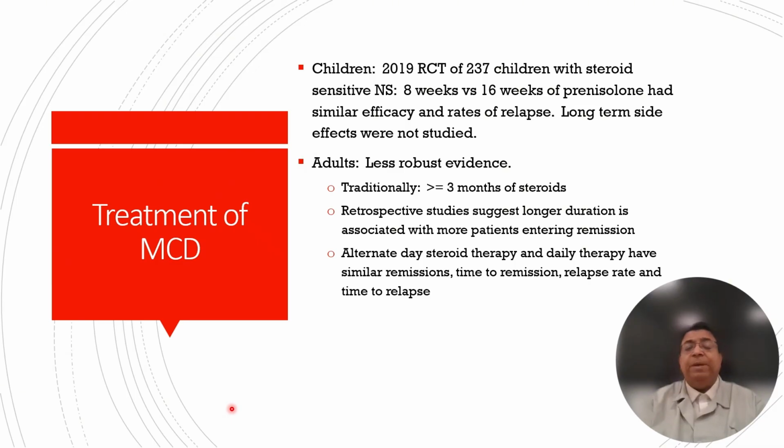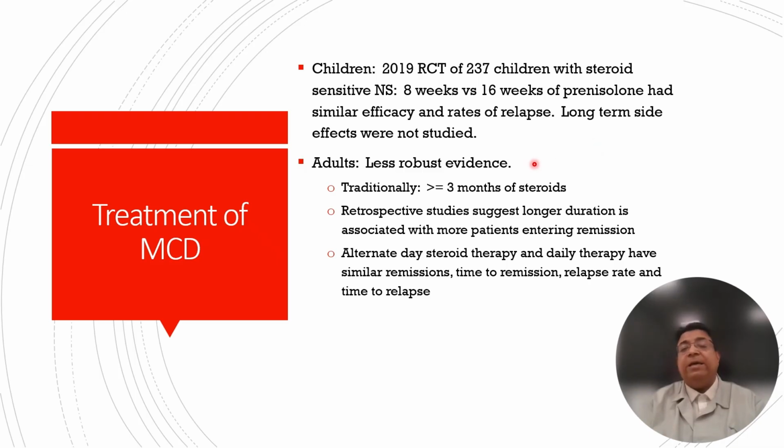How do you treat minimal change disease? In children, there's a 2019 randomized controlled trial of 237 children with steroid-sensitive nephrotic syndrome, and they treated for 8 weeks versus 16 weeks of prednisolone, and that had similar efficacy and rates of relapse. Long-term side effects were not studied.